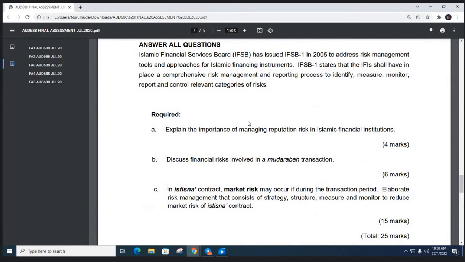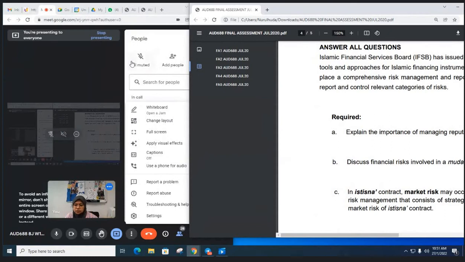Importance of managing reputation risk. Reputation risk ni dia I ingat lagi, I rasa bila soalan ni ditanya, students tu dia tak perasan yang soalan tu adalah reputation risk, bukannya risk in general. Okay, so the importance of managing reputation risk, anyone boleh try? Nak tengok siapa yang ada.